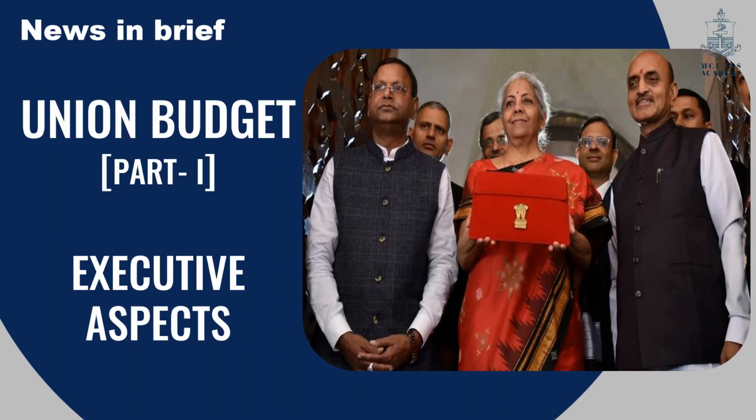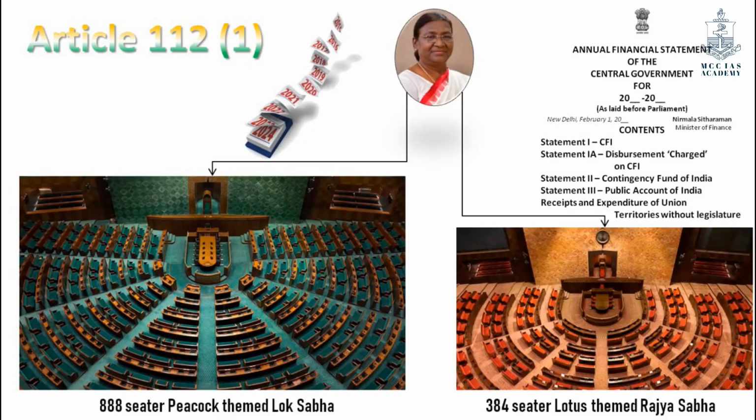Union Budget. Under Article 112, Clause 1 of the Constitution, the President of India at every financial year causes to lay before the two Houses of Parliament an annual financial statement which contains the estimated receipts and expenditures of the Government of India for that financial year. According to the Lok Sabha rules, the annual financial statement is also called the budget.